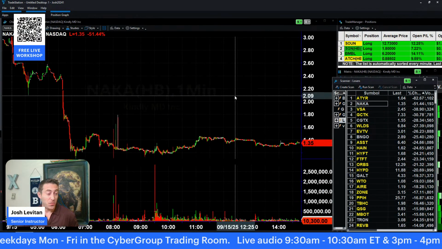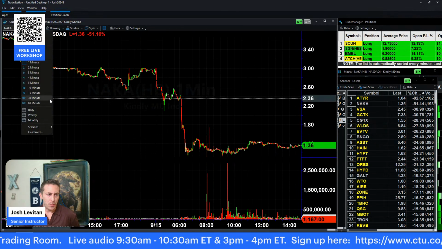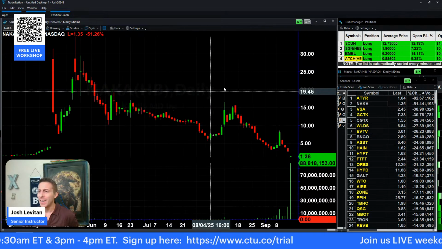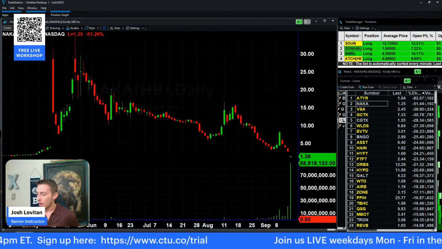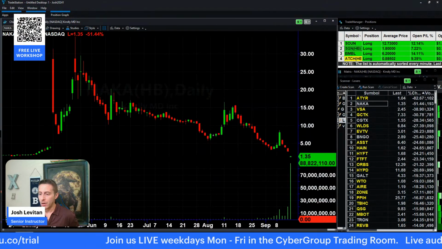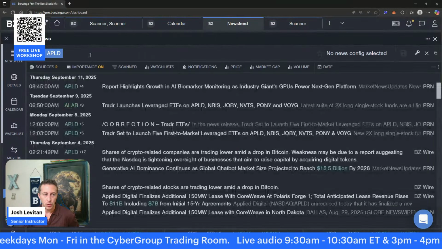Wow, Naka is down 51%. What the hell happened here? This is one of the Bitcoin treasury stocks, right? So this, holy shit, what happened here? Oh my God. All right. Right to Benzinga Pro here. What on earth happened to this Naka trade? What was it, an offering or senior convertible note thing?